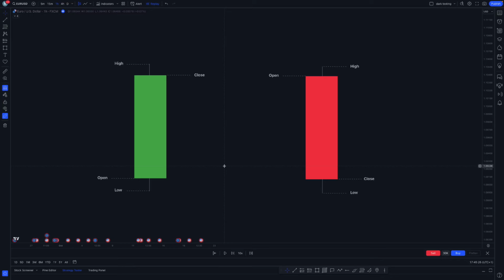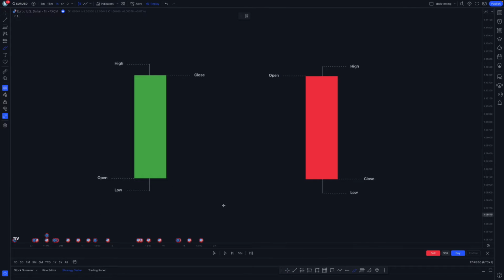In this video, I will be going over one of the most important concepts that you can learn when it comes to ICT, in my opinion, and that will be the open, low, high and close, and the open, high, low and close. So as you can see on screen, I've got a couple of candles, a bullish candle and a bearish candle.